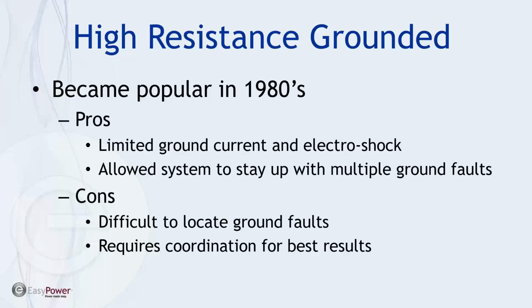And then in the early 80s, there evolved the process of high resistance grounding, which involved some sort of reactance, which allowed the ability to limit the ground current and consequently the electroshock, and at the same time allows the system to stay up with multiple ground faults with some monitoring involved. Again, it was somewhat difficult to locate the ground faults if you didn't have the monitoring system widely distributed, and at the same time it does require some coordination for best results.